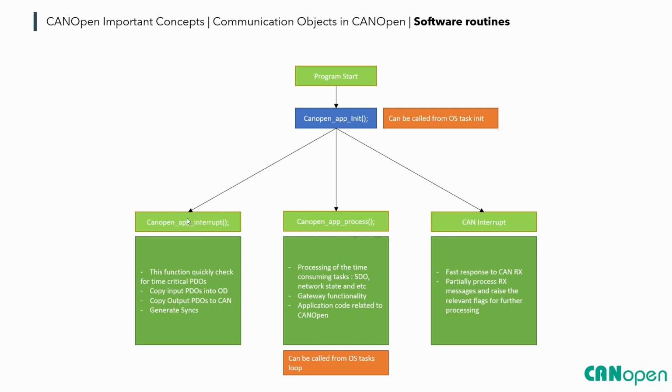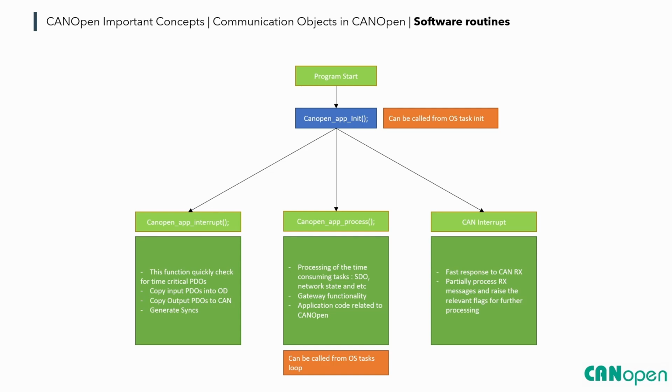Then we have CANOpen app interrupt, which is the interrupt made by a timer. In the CANOpenNode stack, we have a timer, or let's say a real-time thread, that needs to be run every 1 millisecond. It's configurable. I'm just saying 1 millisecond as an example. So every 1 millisecond, we have this interrupt called, and then it quickly checks for PDOs.